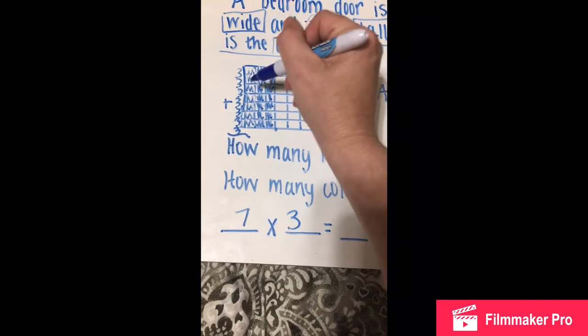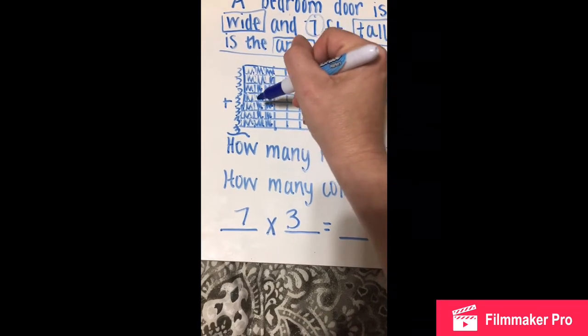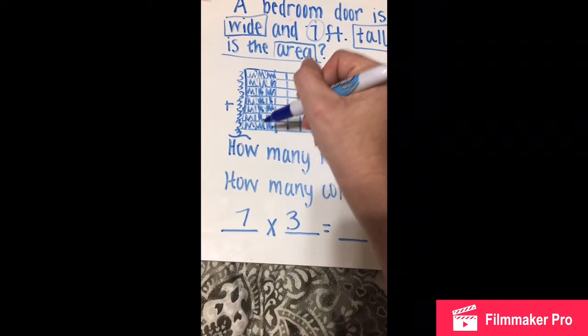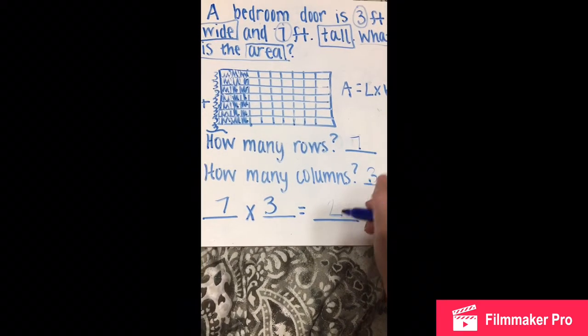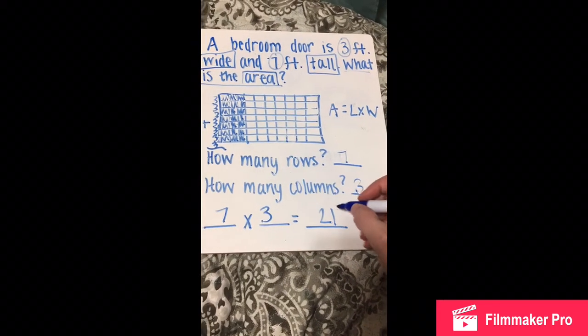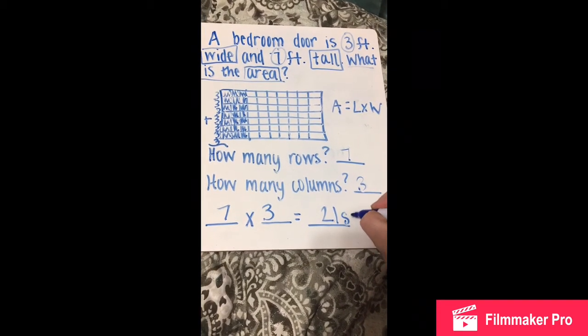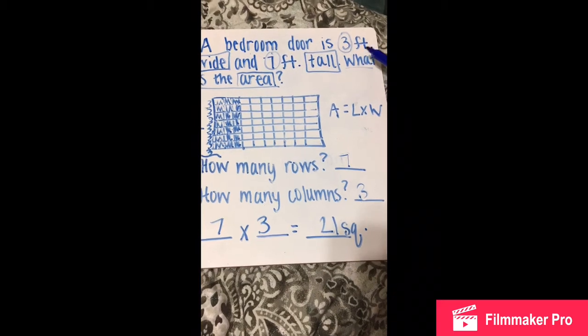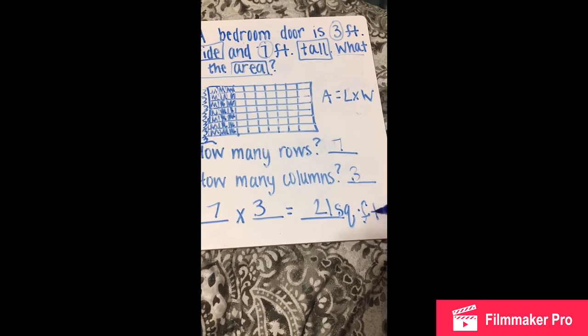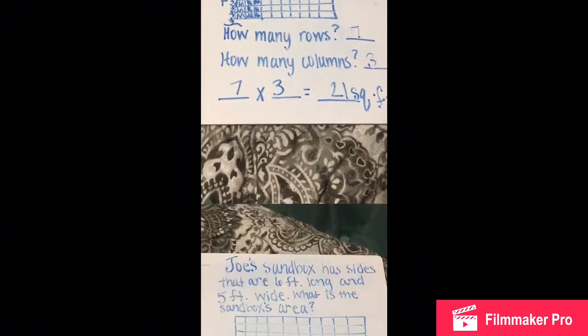1, 2, 3, 4, 5, 6, 7, 8, 9, 10, 11, 12, 13, 14, 15, 16, 17, 18, 19, 20, 21. So the area of this bedroom door is 21 square, and our units are feet. So let's try one more.